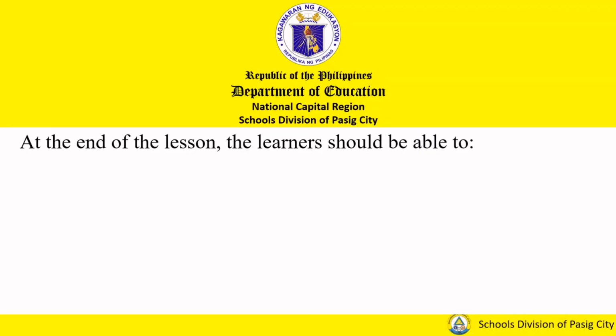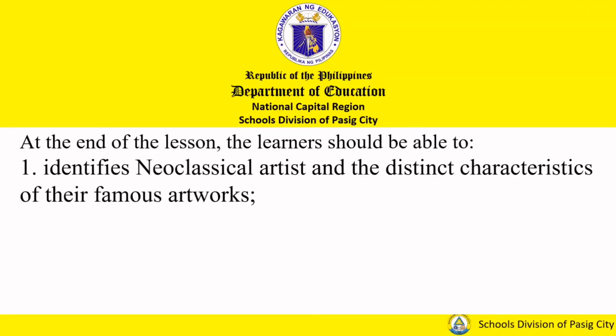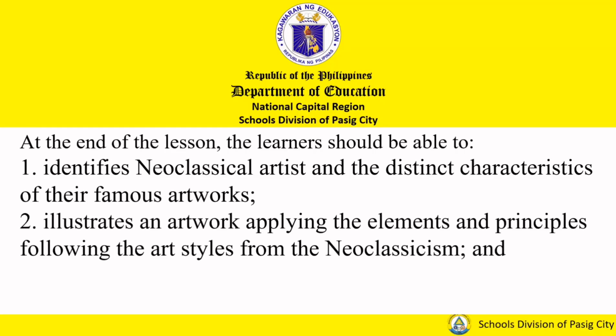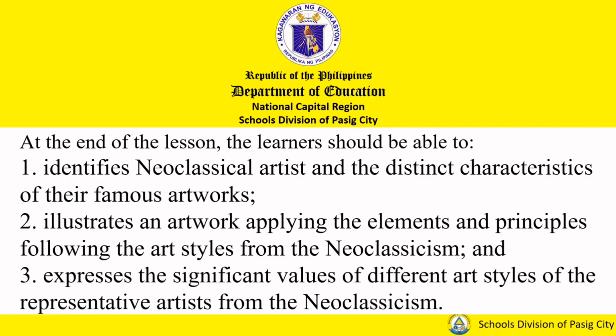Here are the objectives for today's lesson. 1. Identifies neoclassical artists and the distinct characteristics of their famous artworks. 2. Illustrates an artwork applying the elements and principles following the art styles from the neoclassicism. And 3. Expresses the significant values of different art styles of the representative artists from the neoclassicism.